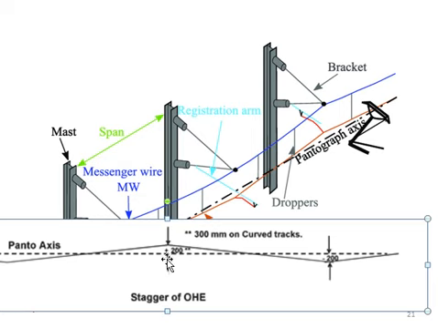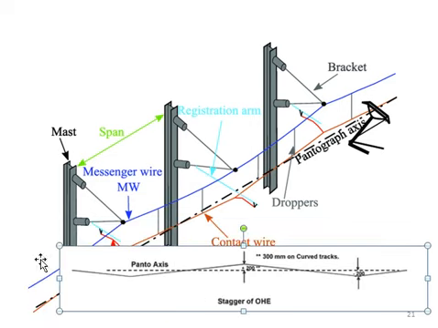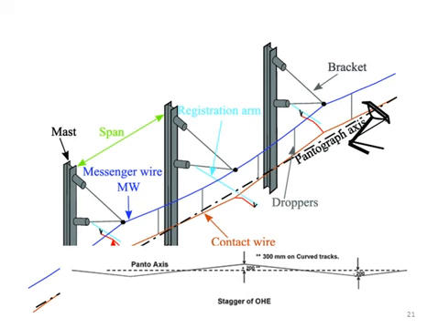The amount of stagger at a particular mast is the distance between the center line of track and the center line of the contact wire. Normally it is maintained at 200 mm for a straight track, which will increase at a curve. It goes up to 300 mm on curved tracks. Hope you understand this. We will move to our next term.